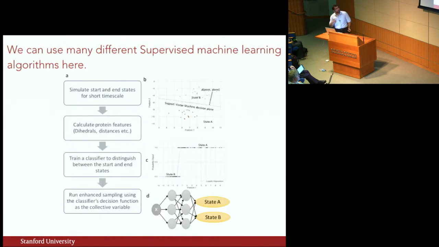And the point here is that there are a lot of different supervised ML algorithms that you can choose from, and I'm not so sure which one is the best one. But what you do is you start by simulating your end states for short timescales. Then you pick a very, very complete feature space. What you do is use dihedral distances, et cetera. Then you train a classifier that can distinguish between all of them. And there's a whole lot of different ones you can choose from, and we show that all of them sort of work pretty well. And then this function itself, the function that tells whether the protein is in state A or state B, is now the collective variable that will sort of push you between those regions.